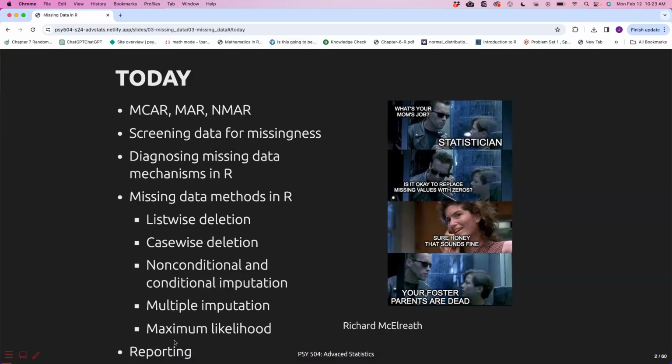And then I want to talk a little bit about how to report missing data in our papers, which we often forget to do. So I think it's important that we are able to describe our missingness in our data set.